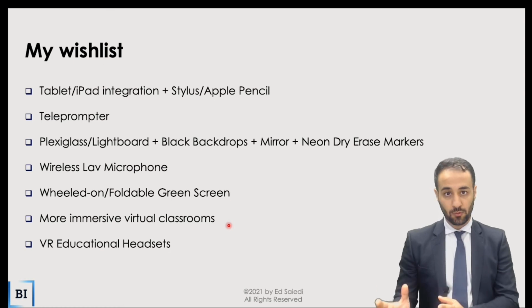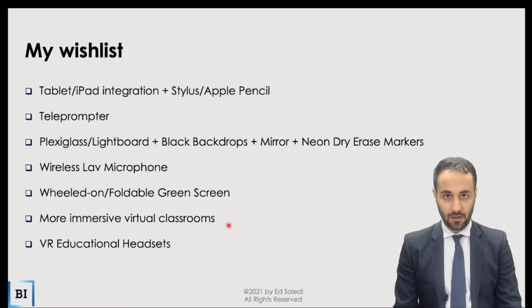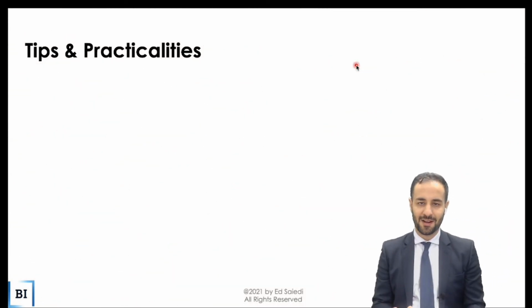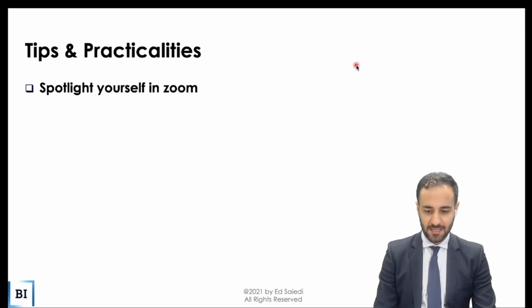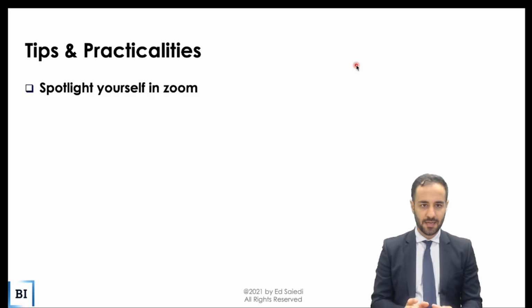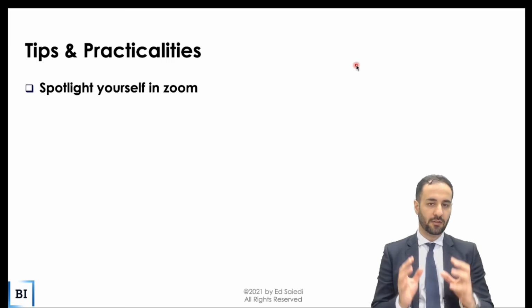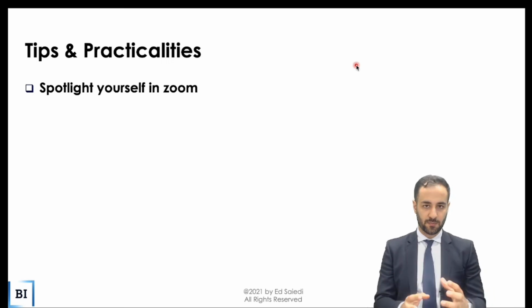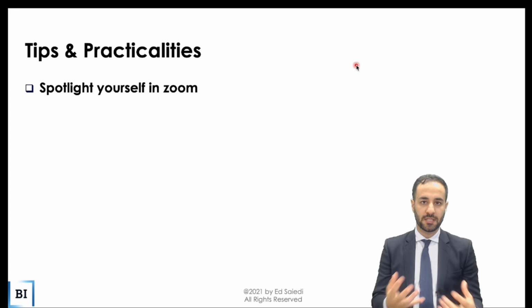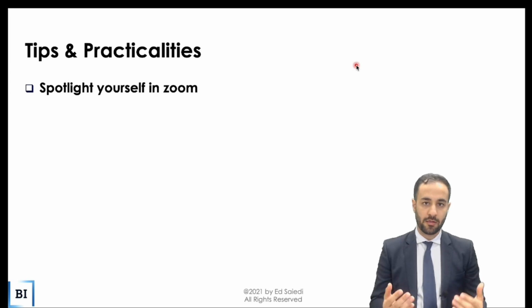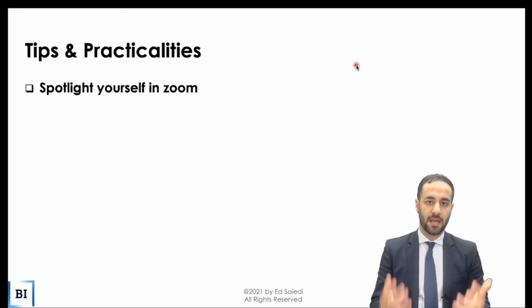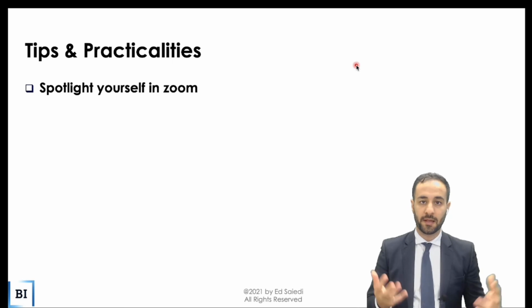Beyond that, I'd like to give you some tips and practicalities when it comes time to setting all this up. All right, now let's talk about tips and practicalities. The first one is super important, and that's for you to spotlight yourself in Zoom. So use the spotlight function, which is available once there are 3 or more participants in any Zoom meeting or room.